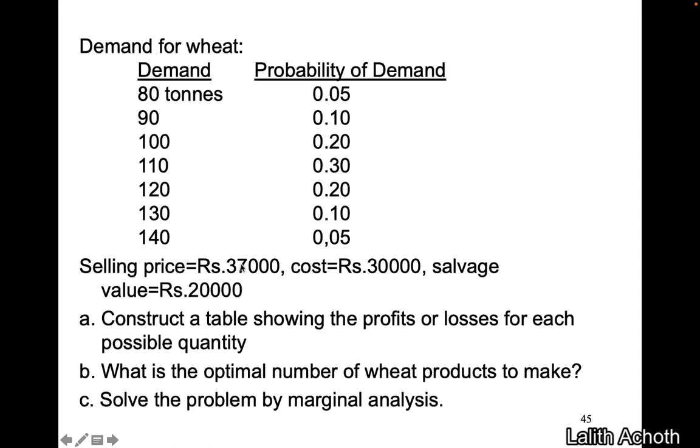Construct a table showing the profits or losses for each of these quantities. What is the optimum number of wheat products to make? Solve the problem by marginal analysis. So this is basically how the data will look like.